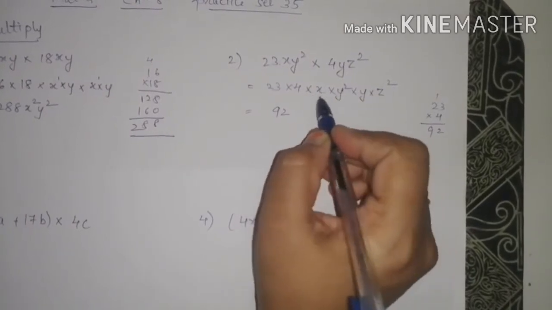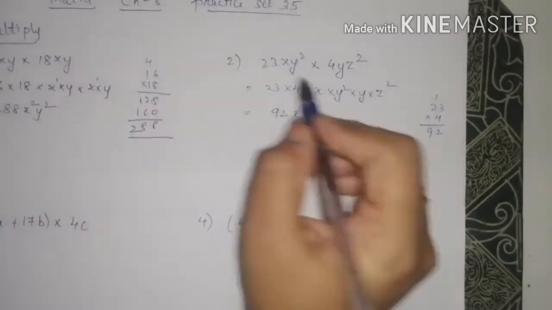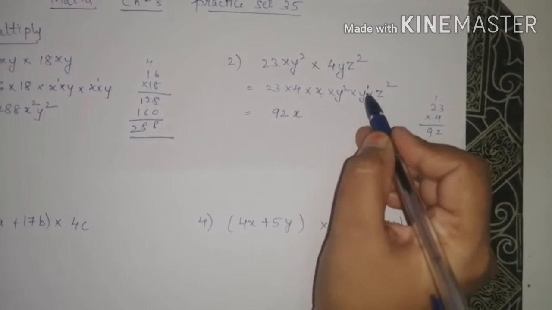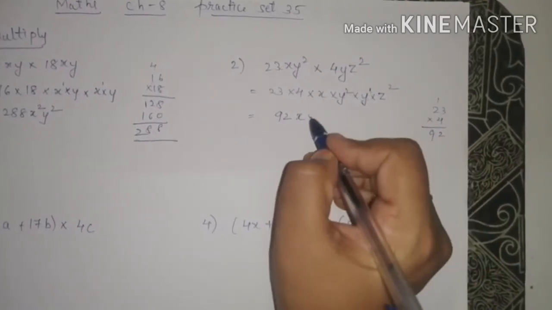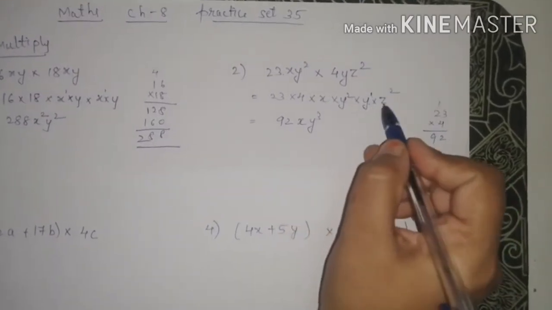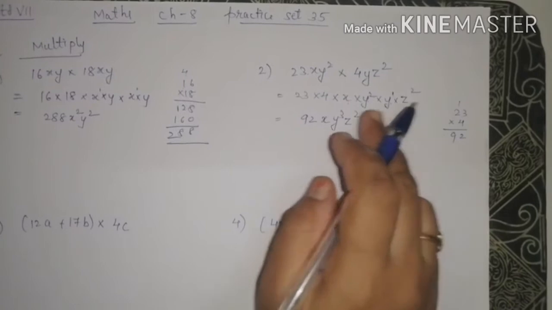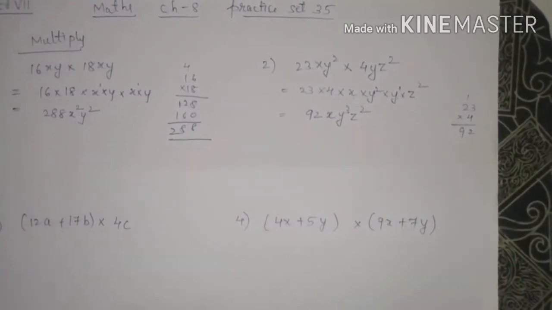x into y square. x is alone, no other x term is there, so x will be put as it is. y square into y, here the power above is 1, nothing is written, so y cube will become, so y cube, and z square as it is because it is only one term, z square. So 92 x y cube z square. So this is your answer.